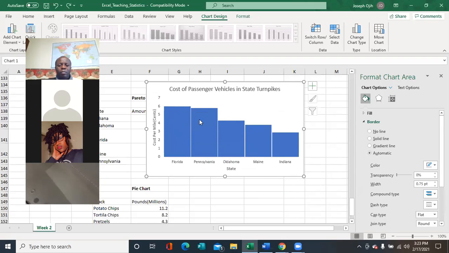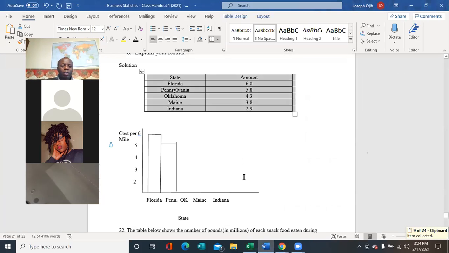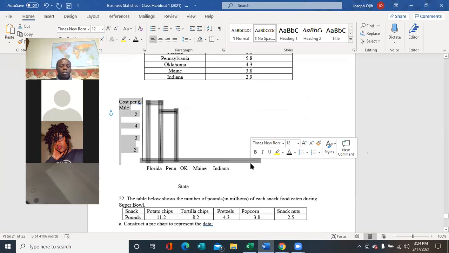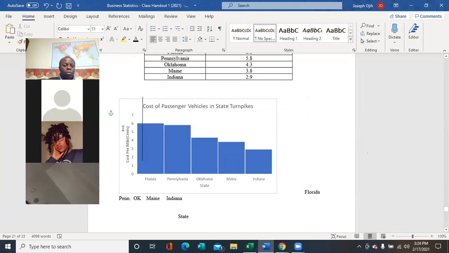Now you can see from this Pareto chart that Florida and Pennsylvania cost more per mile to drive on their turnpike than Oklahoma and Indiana. So now, like I said, if this is a project, you can copy it by clicking here and pressing Control C, and then you go to your project. In our own case, it is a question that we are answering. So I'm going to paste it here, so that it replaces the old one.